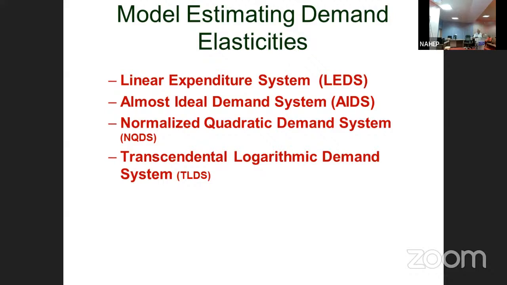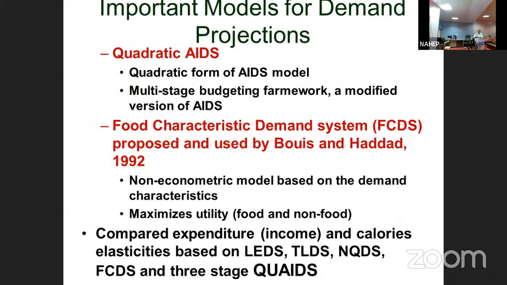You may find this difficult, but I just want to give a little exposure. I understand, in one small lecture you cannot fully understand, but just give it some flavor. Now, we have the quadratic form, the model, multi-stage, food characteristics. Last time we also compared this.